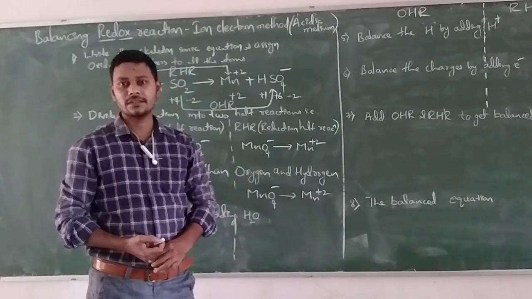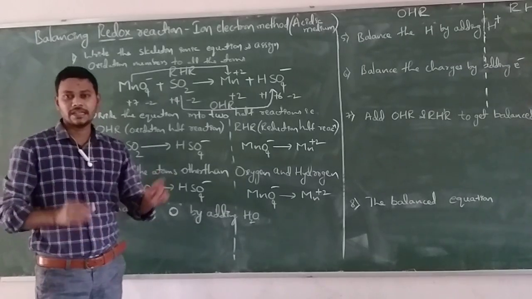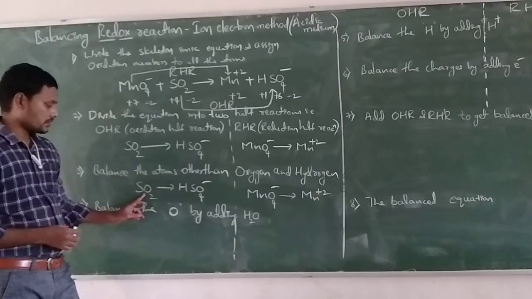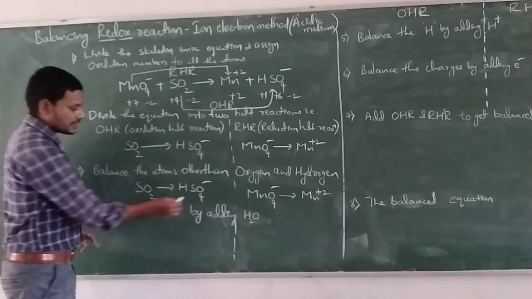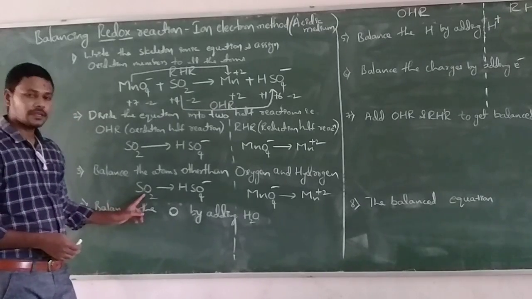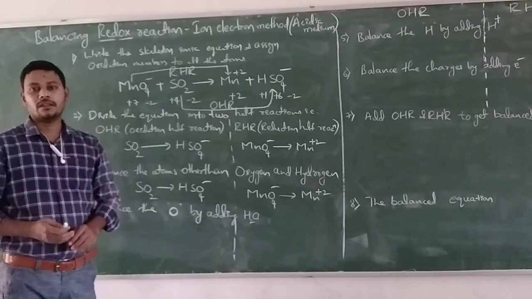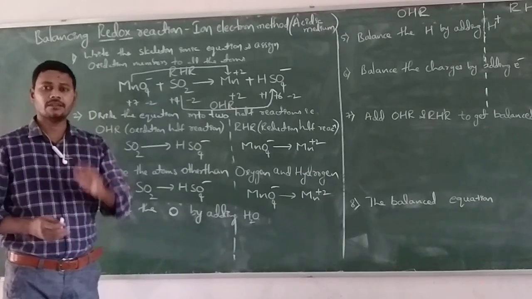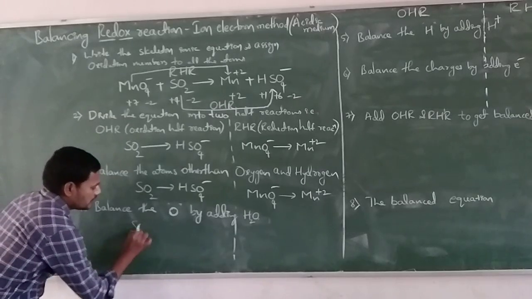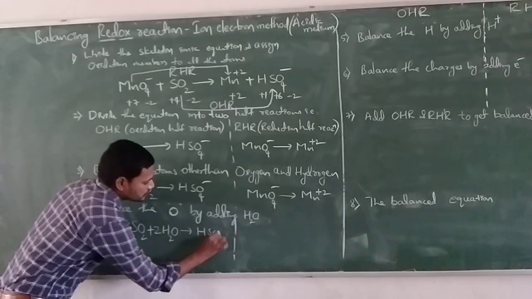Water molecule having how many oxygens? One oxygen. So just to balance one oxygen atom, we are adding one water molecule. How many oxygen atoms left side in this oxidation reaction? Two oxygen atoms are there. How many right side? 4. How many oxygens required? 2 oxygens required. So how many water should be added? So 2 water molecules should be added. Why? Because one water molecule having one oxygen, we require 2 oxygens. So we are adding the 2 water molecules left side. So SO2 plus 2 water molecules gives rise to HSO4 minus.